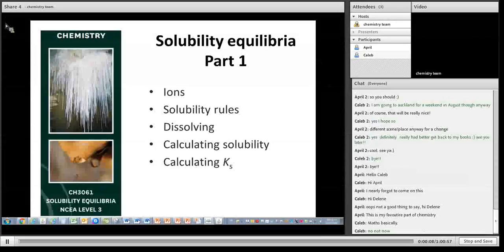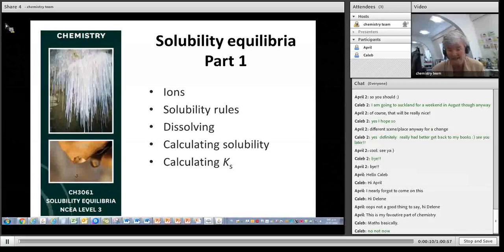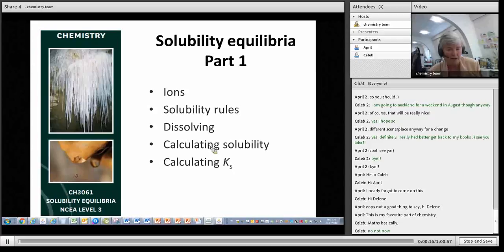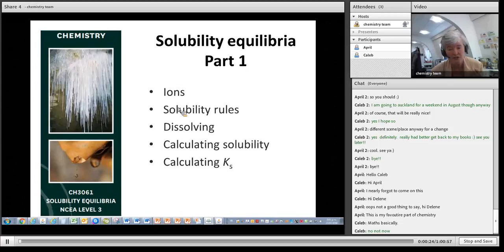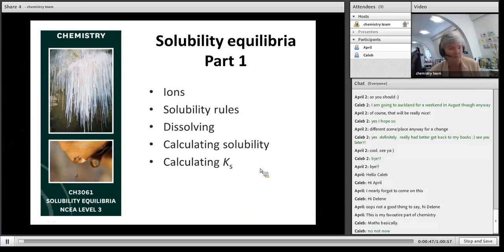Let's have a look at the CH 3.6 standard. So this is the first lesson for it. I'm going to revise some background knowledge you should pick up from level 1 and level 2, which is ions and solubility rules. You don't have to know them, it just makes your life a lot easier though. Looking at what dissolving is, so you get this idea of tension between the cations and anions and water, and when they come out of solution and into solution, and then we do the calculations of solubility and the solubility product. So that's what we're hoping to get through today.